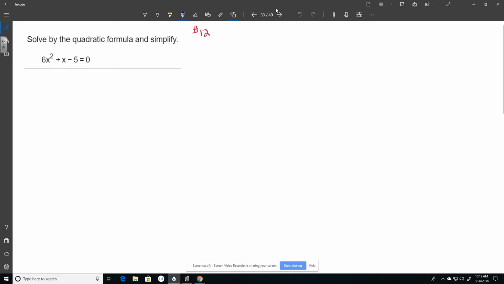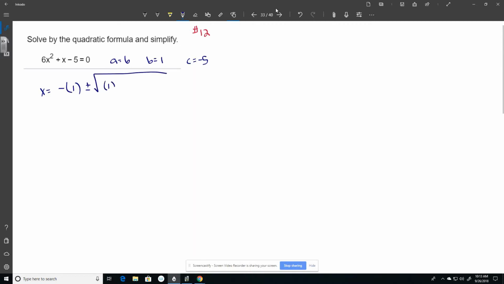All right, so now we get into the long ones. It's already in standard form. It already equals 0, so that step's done. My a is 6, my b is 1, my c is negative 5. Be careful of the signs. And I plug that into the quadratic formula. X equals negative b, which is 1, plus minus square root.